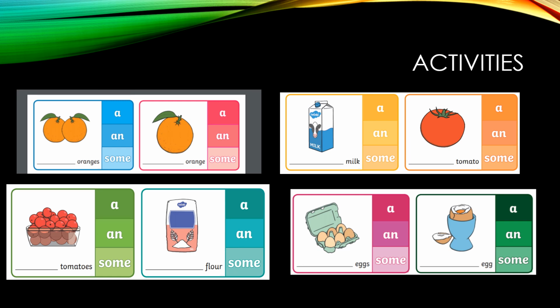The second picture, we can use an orange because orange starts with a vowel and it is only one orange in the picture. Next, a tomato, an tomato or some tomatoes. The correct answer is some tomatoes.